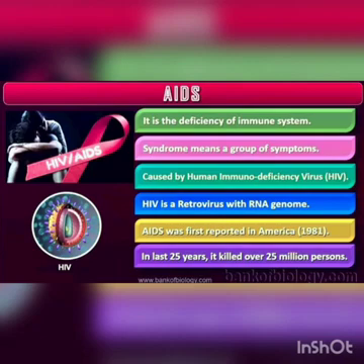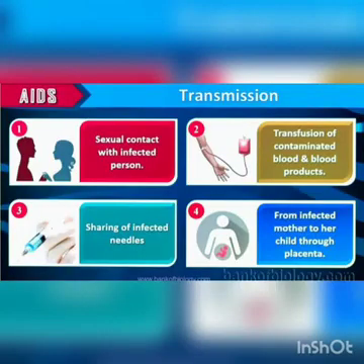Now, what are the ways of transmission? The first is sexual contact with an infected person, transfusion of contaminated blood and blood products, sharing of infected needles, and from an infected mother to her child through the placenta.